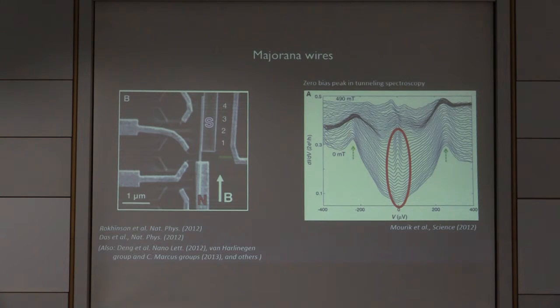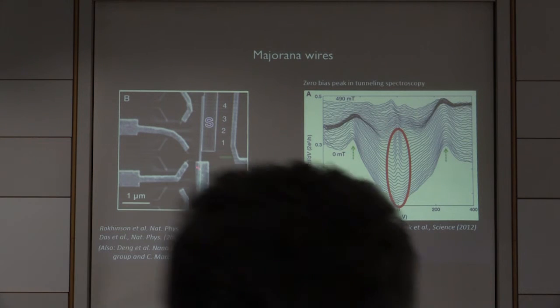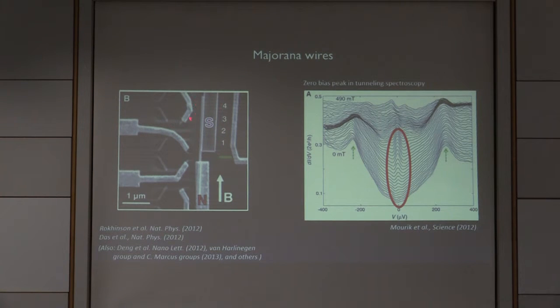And one of the realizations of this proposal was done in Delft, in the group of Professor Leo Kouwenhoven, where he uses these semiconductor indium antimonide nanowires, coupled to a superconductor on one side, and then he used a whole bunch of gates underneath this dielectric to tune the chemical potential and the density of states in the wire. And then he uses a normal electrode to inject electrons and probe the spectrum of such a device.